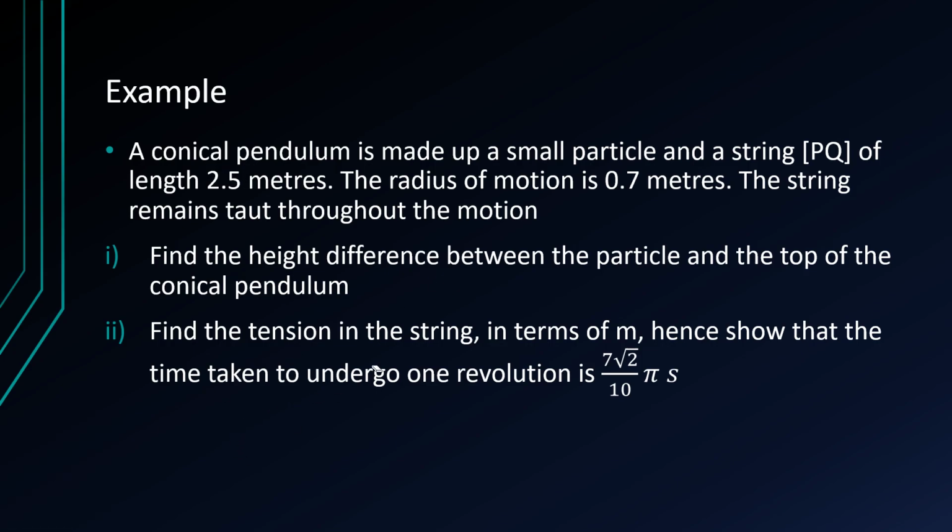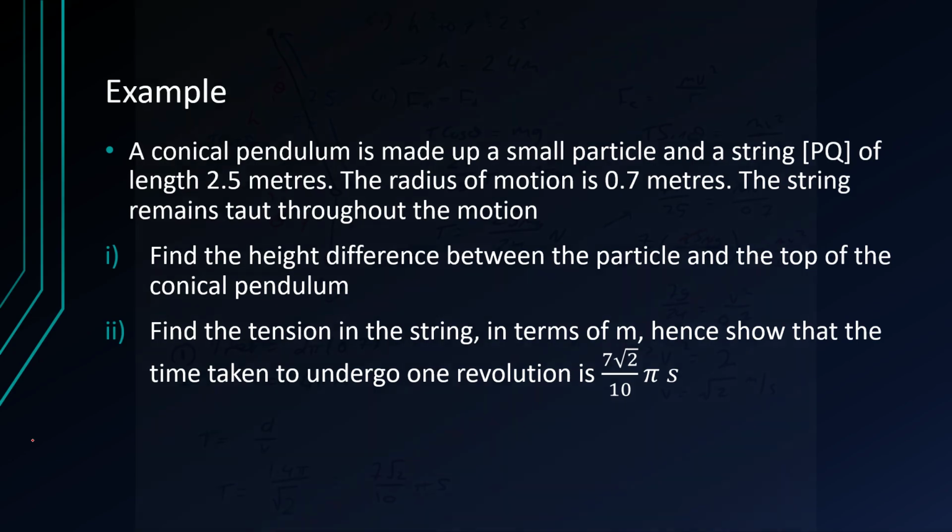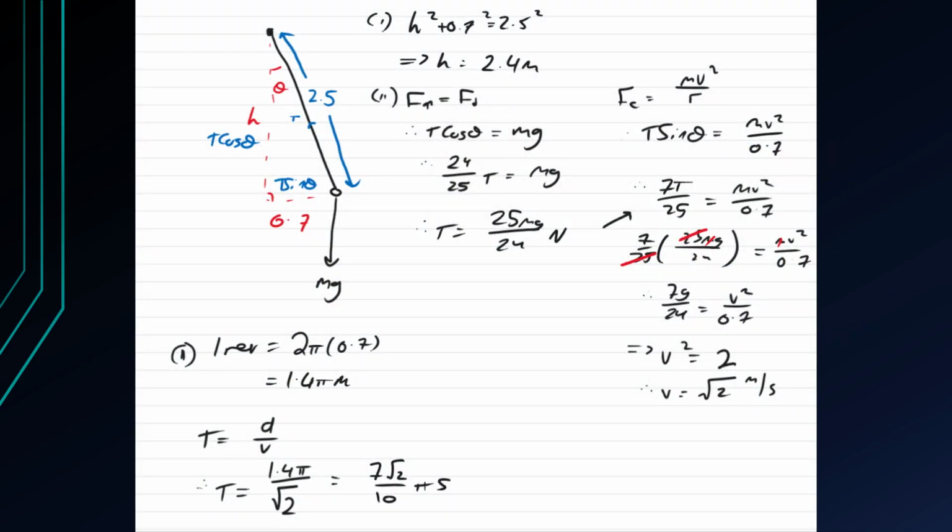And secondly, find the tension in the string in terms of m. Hence show the time taken to undergo one revolution is 7 root 2 pi over 10 seconds. So this is quite a complex example, so you can go ahead and try it if you want, and once you've tried it, come back for the solution. So here's our solution.